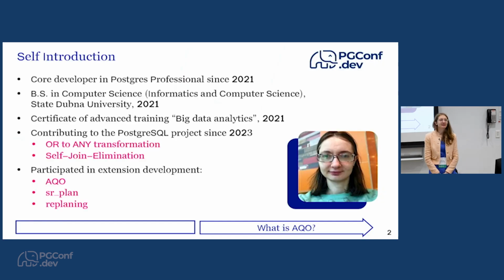Some information about me. I'm a core developer in PostgreSQL at Postgres Professional, and I have been working there since 2021. I have made some contributions to PostgreSQL, and my part is the OR-to-ANY transformation, and I have participated in extension development like AQO, Sur plan, and replanning.